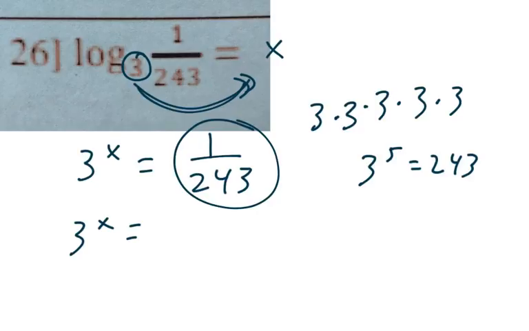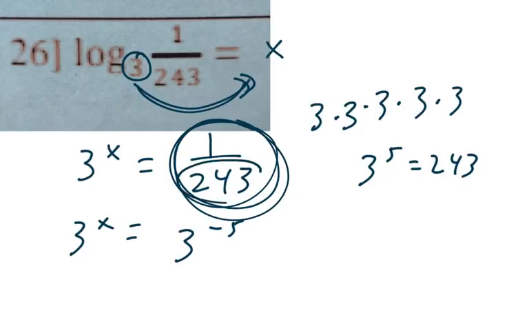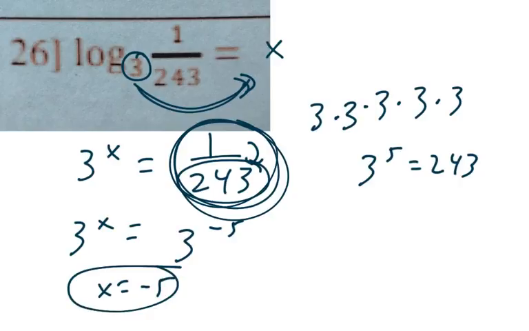So do you guys agree? If that's true, this is 3 to the negative 5, because it's 243, but we did a reciprocal of it, right? So if you agree with that, I now know that x is simply negative 5.